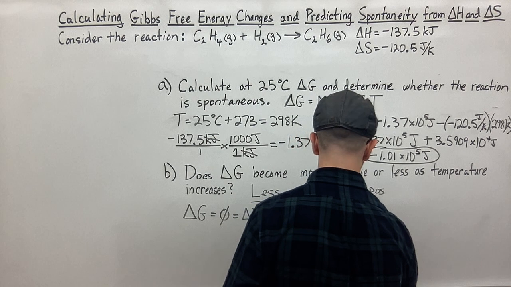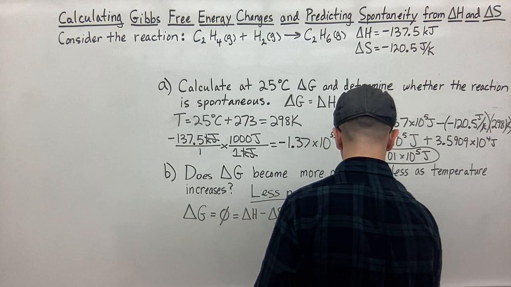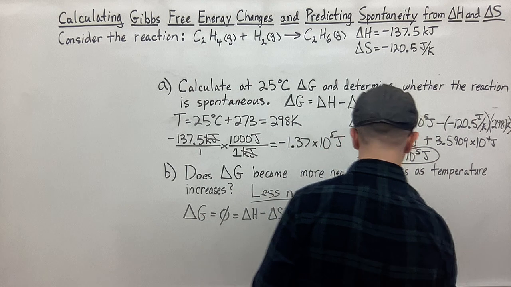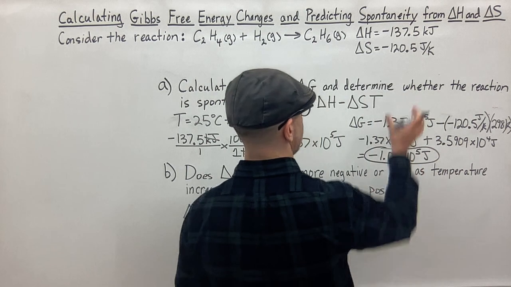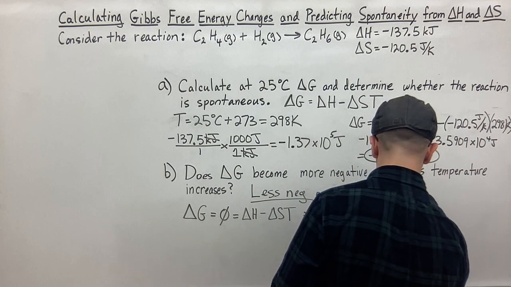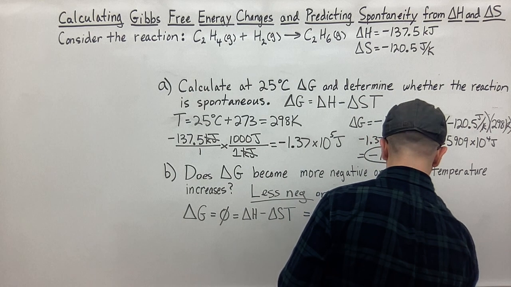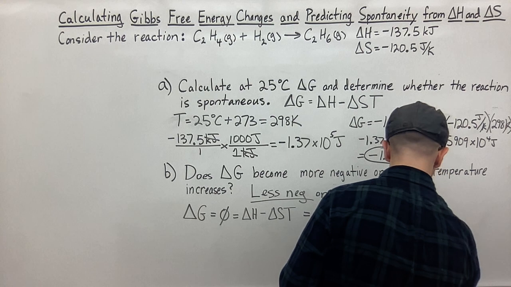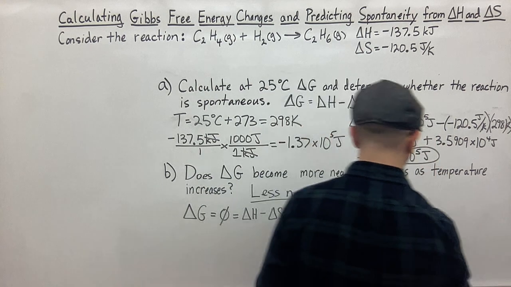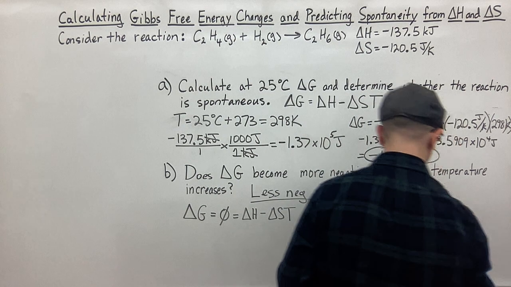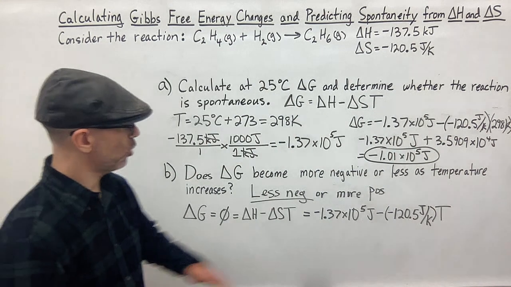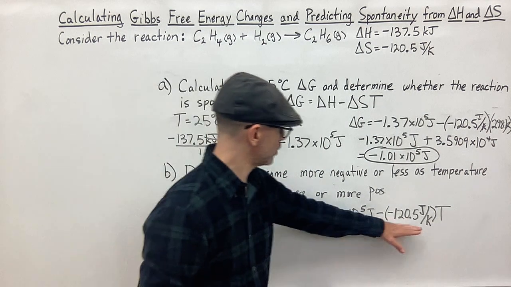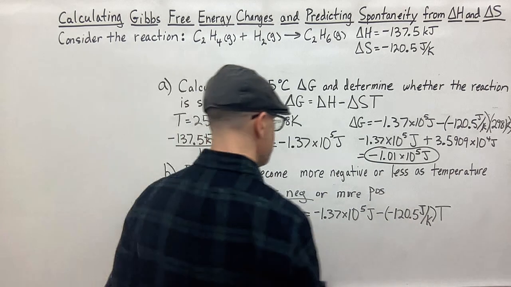1.37 times 10 to the fifth joules. And that's going to be minus, and again, our delta S is the same, minus negative 120.5 joules per Kelvin. And that's going to be multiplied by temperature. But we don't know what the temperature is at delta G equals 0. We can figure that out. So now we can solve this equation.